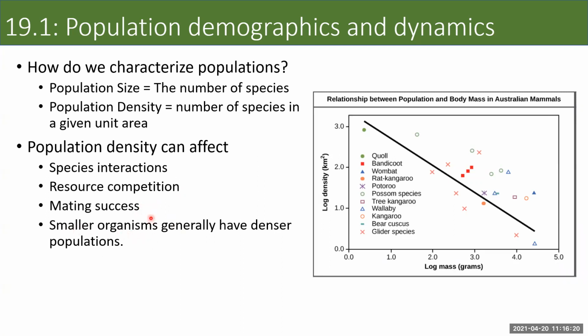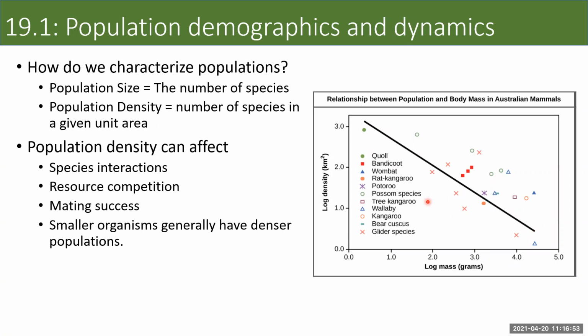And so smaller organisms generally have denser populations, right? And so in general, if you look at the mass of an organism and the density of that population, your smaller organisms have a much larger density compared to larger organisms, right? You can see that's fairly linear, pretty good relationship there.